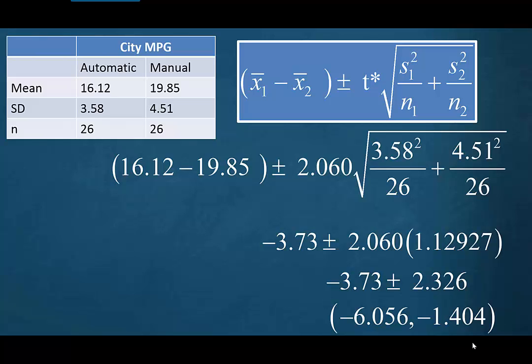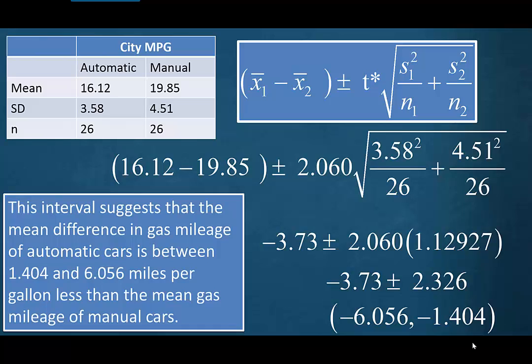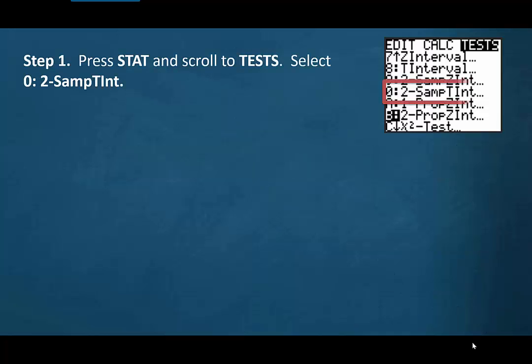Now if you flipped what we called sample 1 and sample 2, that would be positive. It would be 1.404, comma 6.056. So be careful in your interpretation. What does this mean? This interval suggests that the mean gas mileage of automatic cars is between 1.404 and 6.056 miles per gallon less than the mean gas mileage of manual cars. You could reverse that and say manual is that much more. Either way is fine. Now let's use a TI to run this calculation and compute this interval.